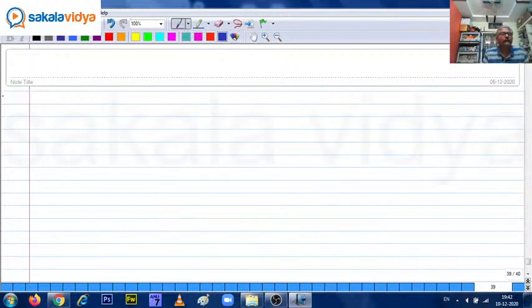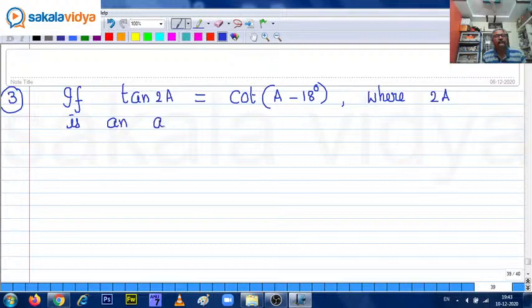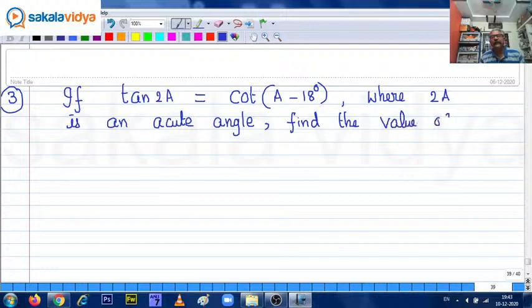Okay, third one. If tan 2a equals cot of (a minus 18 degrees), where 2a is an acute angle, find the value of a. Find the value of a.